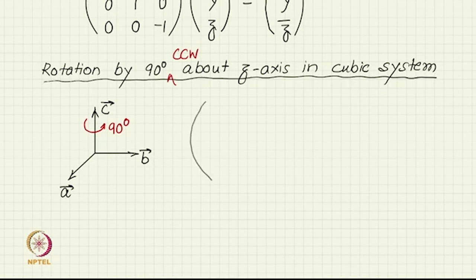C will remain same. C will remain same, very good. You are telling about the last column. Yes. So, 0, 0, 1. First will be 0, 1, 0, because the x axis goes into B. 0, 1, 0. Minus 1, 0, 0. Everyone is comfortable with that? Okay.